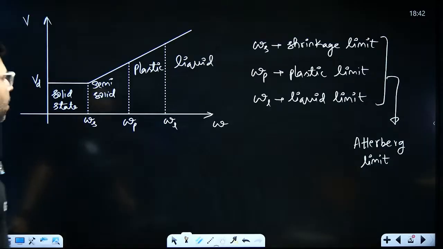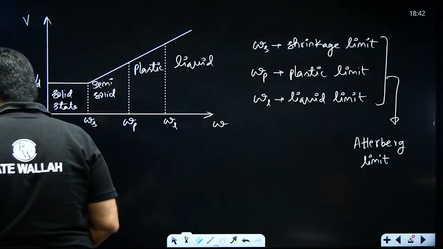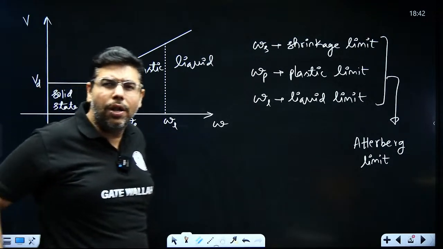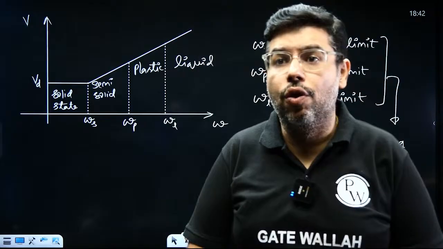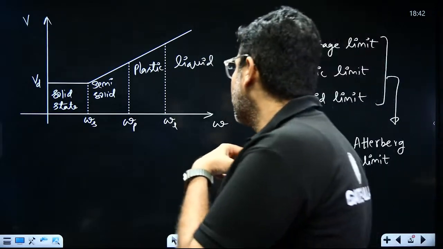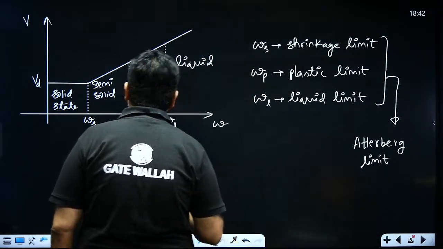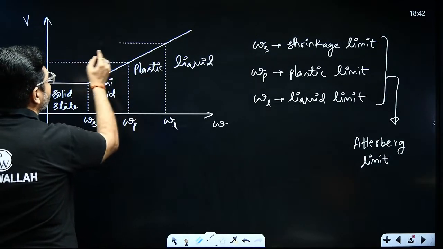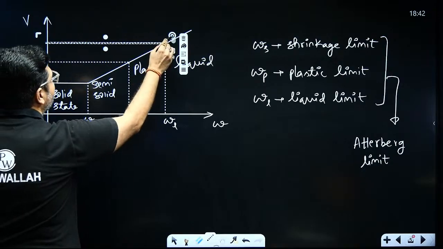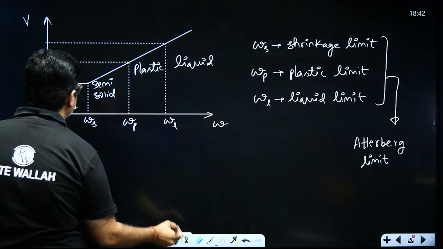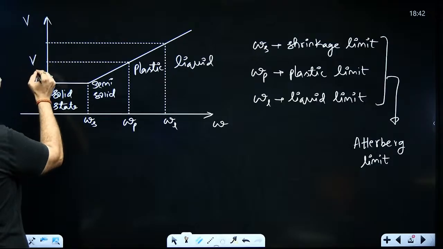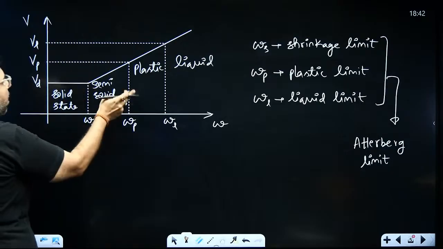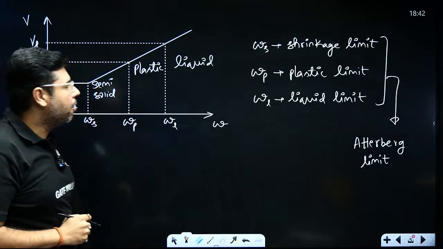Let us see. Now, one thing you should understand, that at all these consistency limits, the soil is saturated. At shrinkage limit, the soil is just saturated, whereas at plastic limit and liquid limit, the soil is oversaturated. This is Vp and this is Vl. So, Vp is the volume at plastic limit, Vl is the volume at liquid limit.